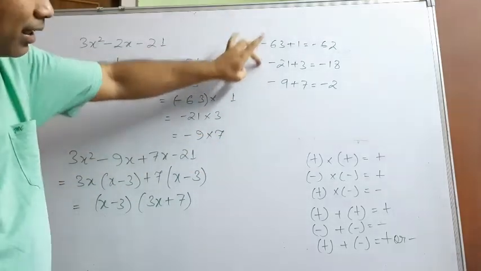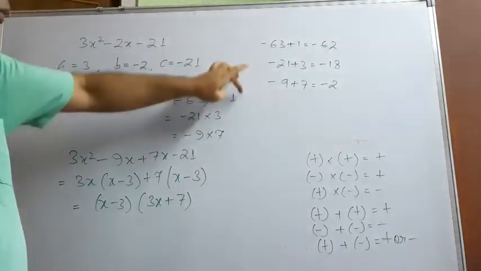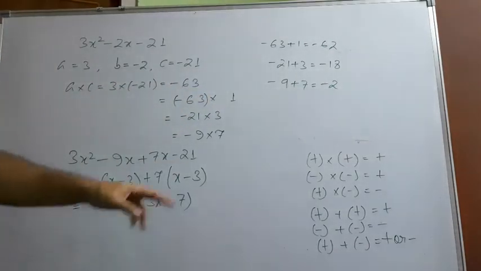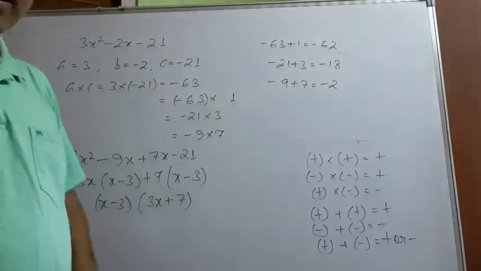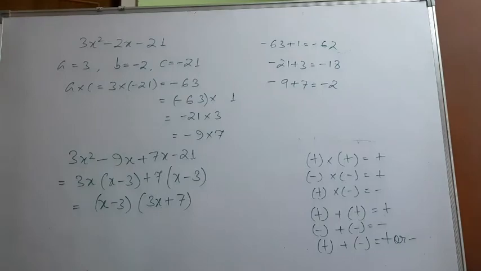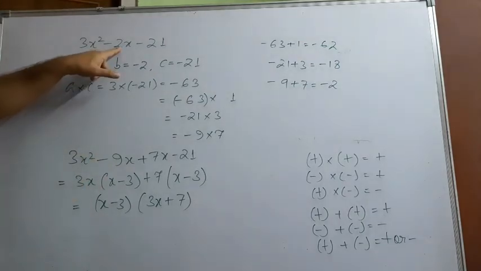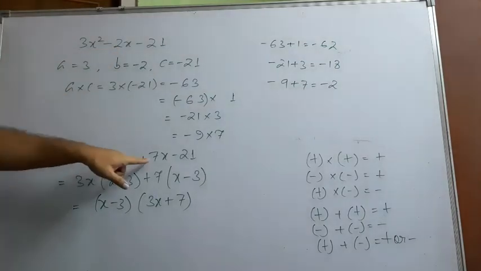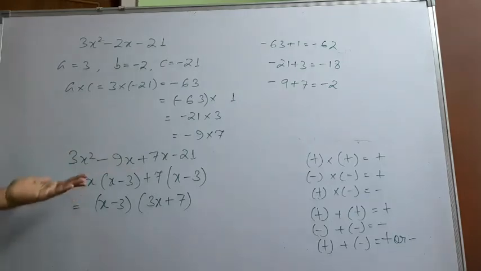Then you check the sum of which two factors is equal to minus 2. And we have seen that minus 9 and 7, when we add them, the answer is minus 2. So we have to write this minus 2x as minus 9x and plus 7x. Okay. After that you take common and find out your answer.